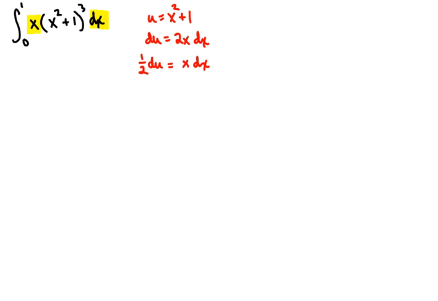Recall that x dx is now 1/2 du. And x squared plus 1 is just u. So I'm ready to rewrite this now, only there's something very, very important that I have to pay attention to. So first I'm going to swap out the x dx and write that as 1/2 du. And the 1/2 is a constant, so it comes out. Then I have x squared plus 1 to the third. X squared plus 1 is just u, so I'll write that as u to the third.